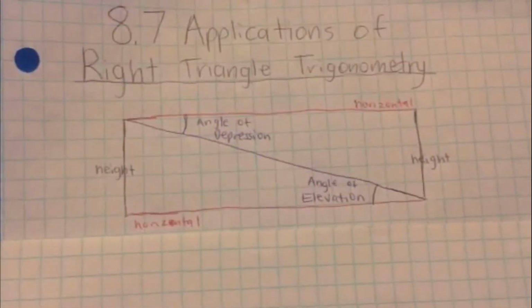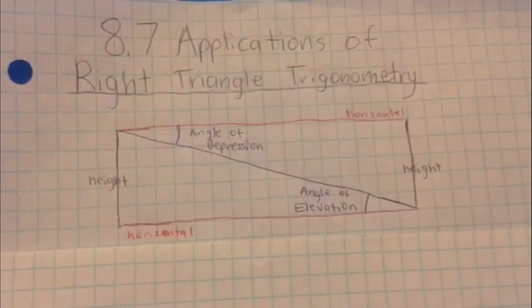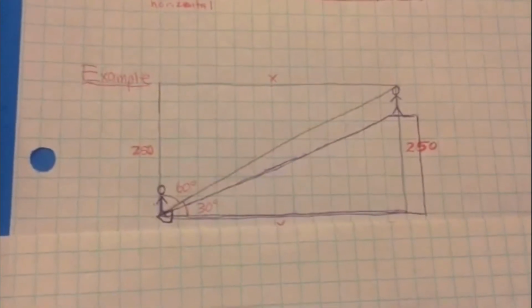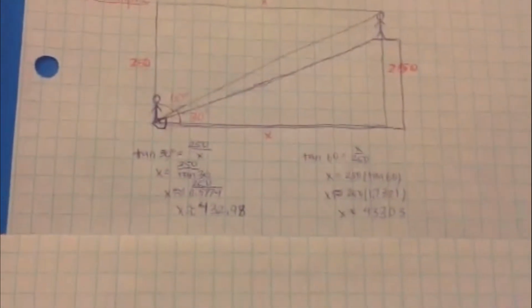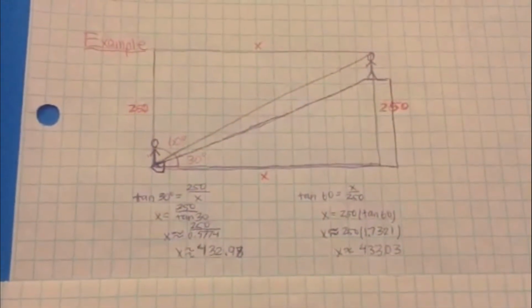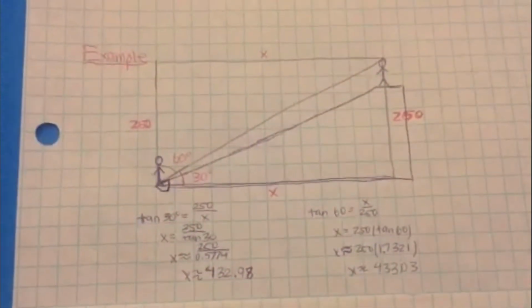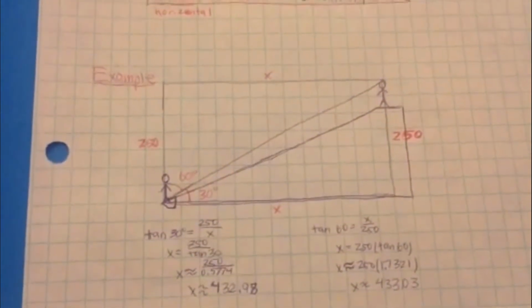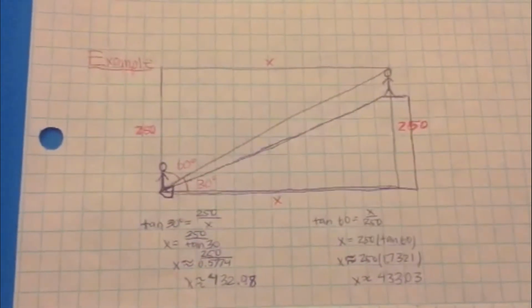We can use these angles to find how far an object is from another or how tall an object is. For example, if the stadium is 250 feet tall, we can use the equations tangent 30 degrees equals 250 over x, and tangent 60 degrees equals x over 250, with x being how far home plate is from the bleachers where the spectator is sitting. Try solving these equations.